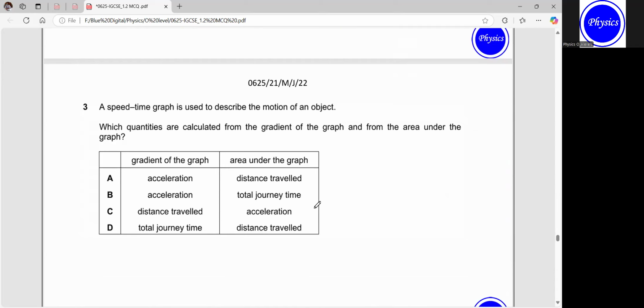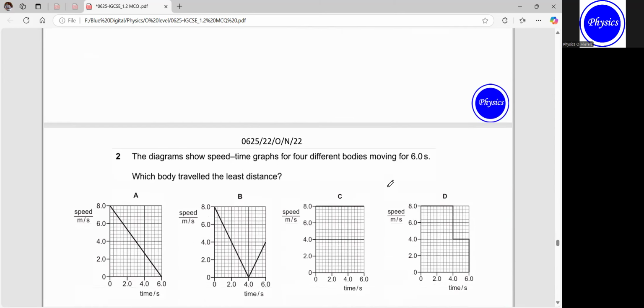A speed time graph is used to describe the motion of an object. Which quantities are calculated from the gradient of the graph and from the area under the graph? Oh, that's easy. The gradient is going to give you acceleration, and from the area, we are going to see the distance traveled. So it's A.